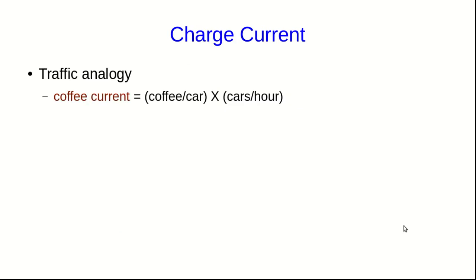Well, I've already talked about charge current by analogy with money current in the parable of the debtors and creditors, but here's another analogy. If we continue our traffic analogy, we could talk about the coffee current. If these are early morning commuters, then there's some volume of coffee per car in every car, and so the coffee current would just be the amount of coffee per car times the cars per hour.